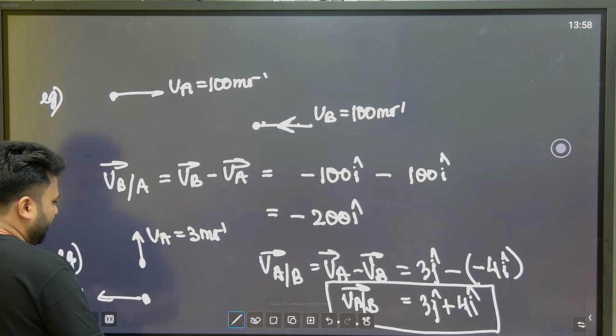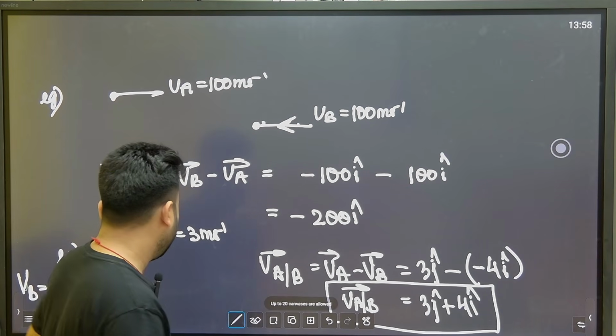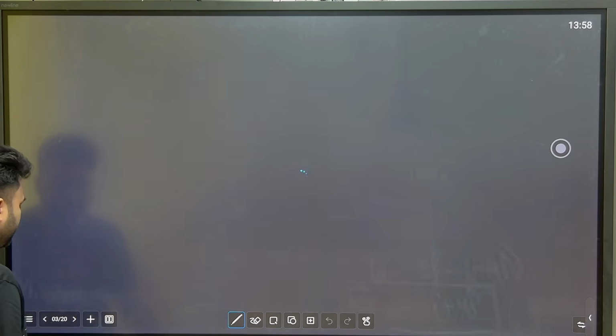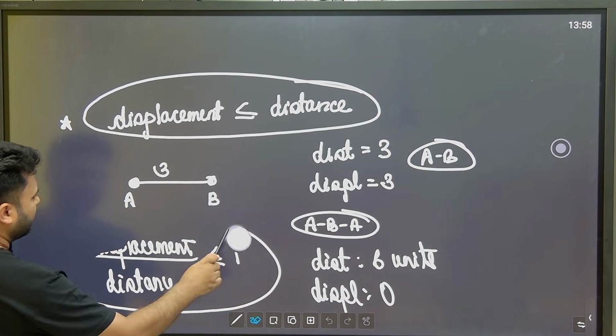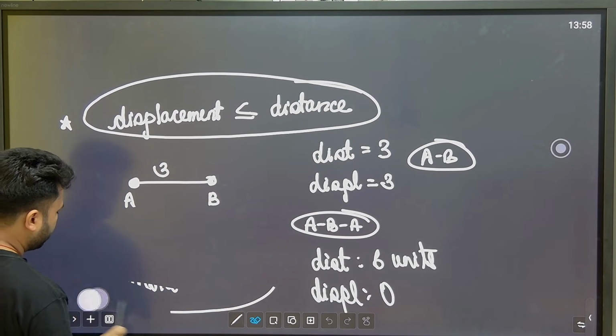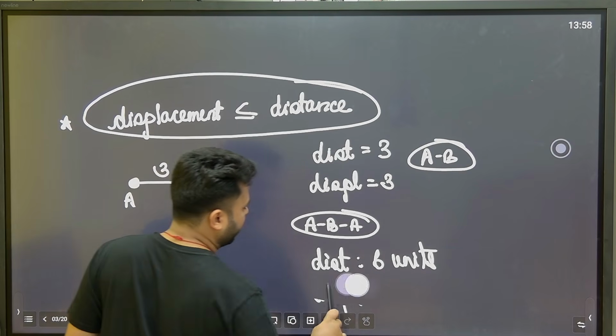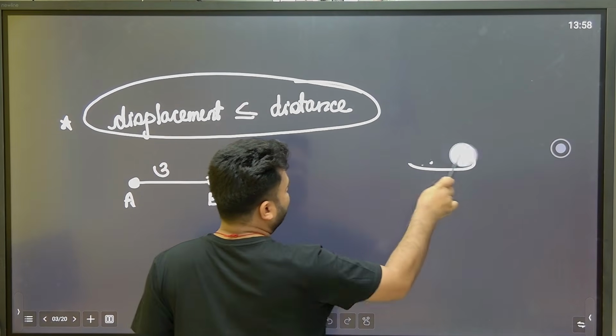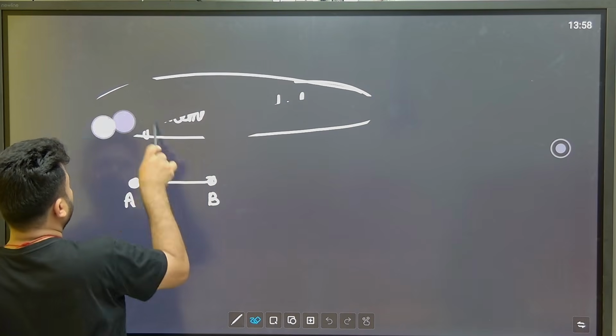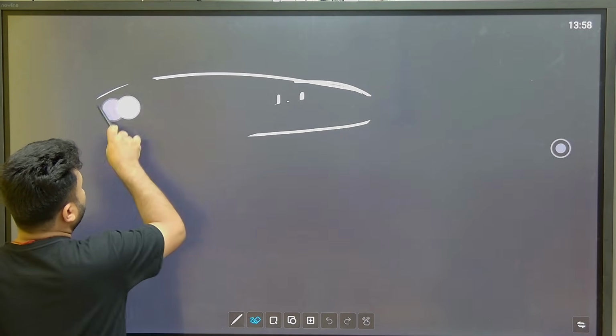Now this relative velocity approach can also be solved by another method. Last 5 minutes I am taking. Just see. This is the last 5 minutes, and I will end the class.